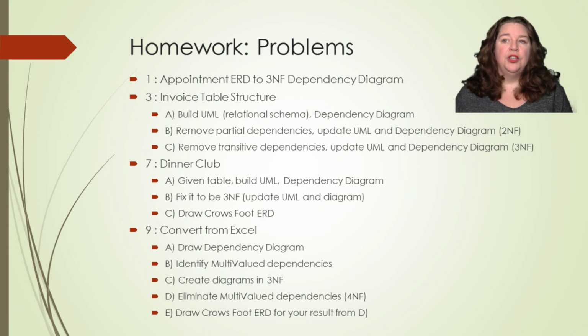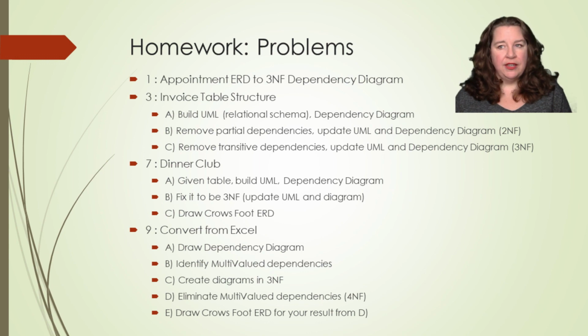Number 3, you are going to build your UML, so your relational schema, and your dependency diagram. Then you're going to go through and remove your partial dependencies, and you're going to update both of them. Then you're going to remove your transitive dependencies and update both of them. So you should have 3 of each, or 6 total diagrams, at first, second, and third normal forms, for a total of 6 diagrams.